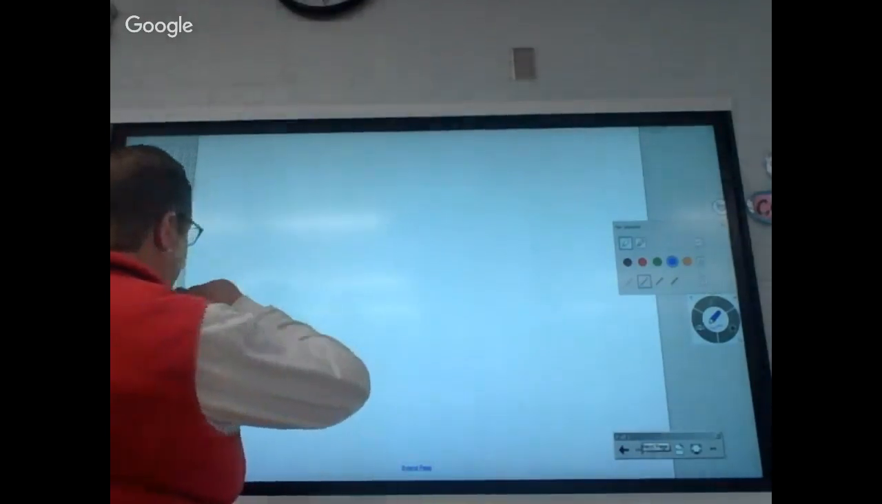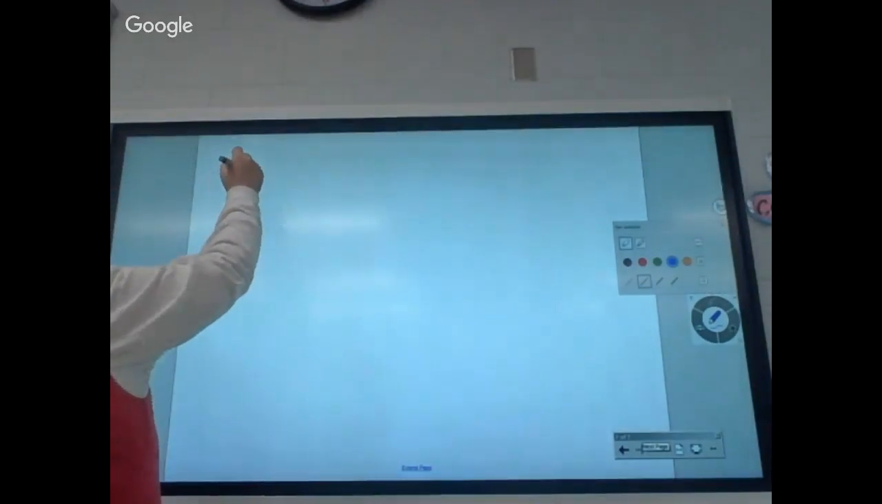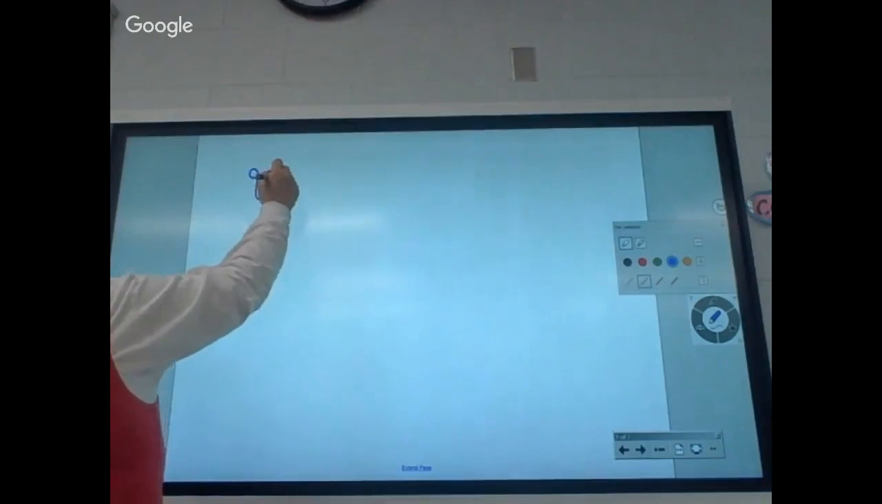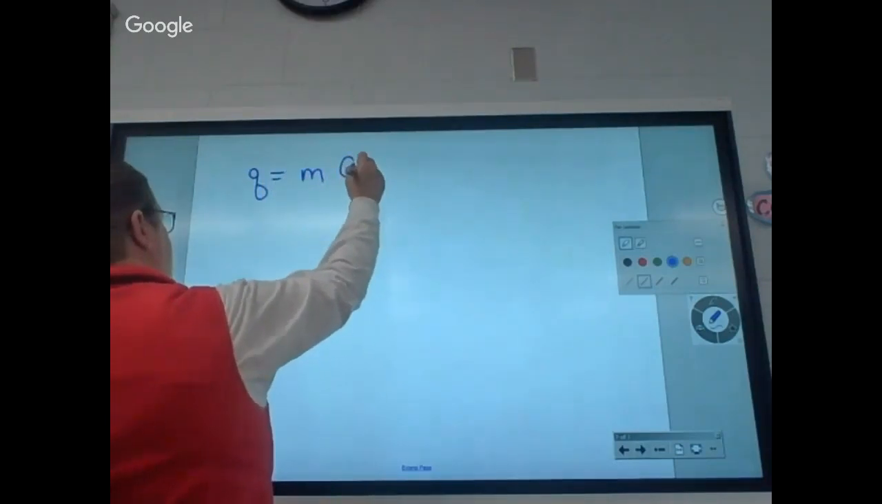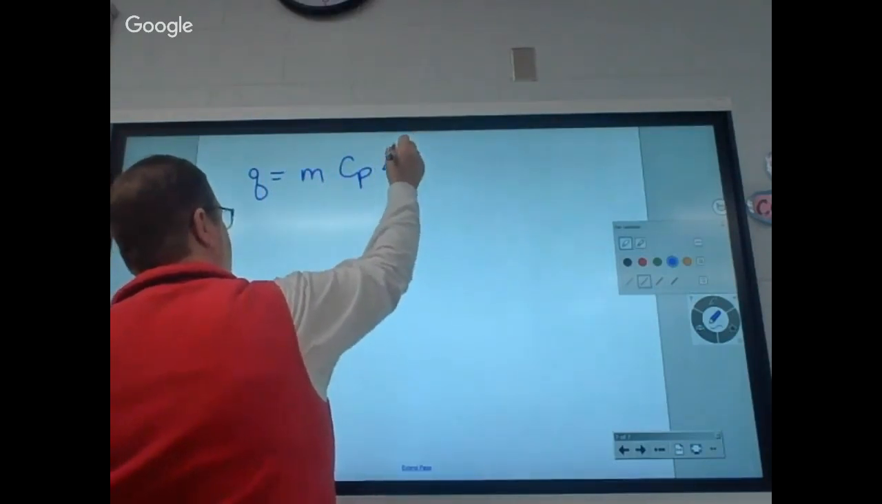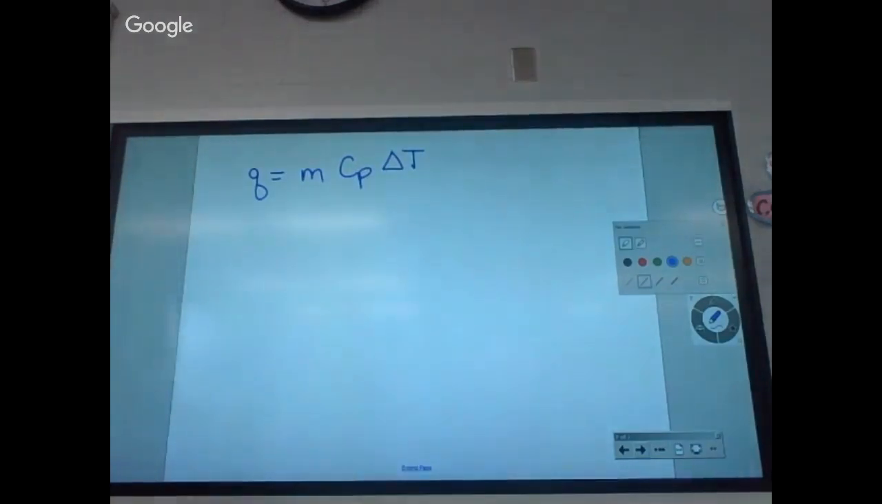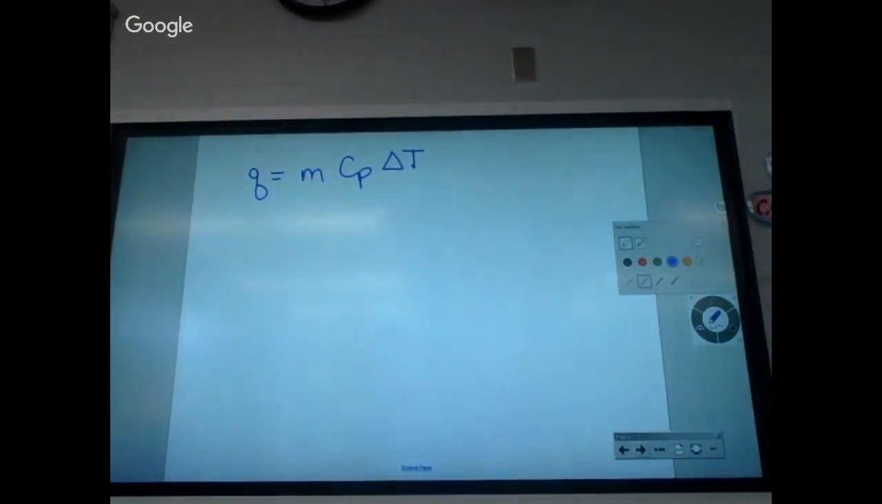Now, the formula for heat is Q equals mCp delta T. Is this in our orange? This is on your orange sheet. It's one of three, but the other two we'll learn much later in the semester when we talk about phase changes and learn to read a phase change graph.